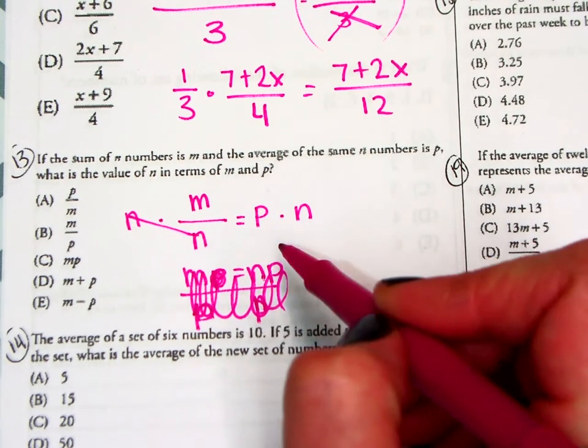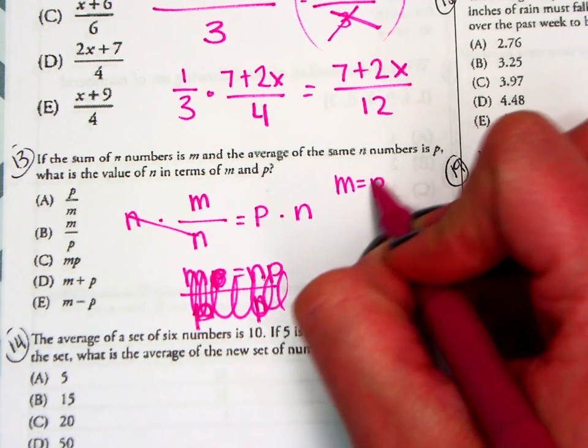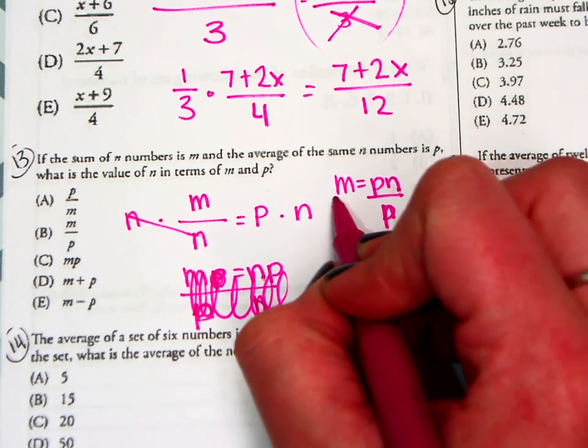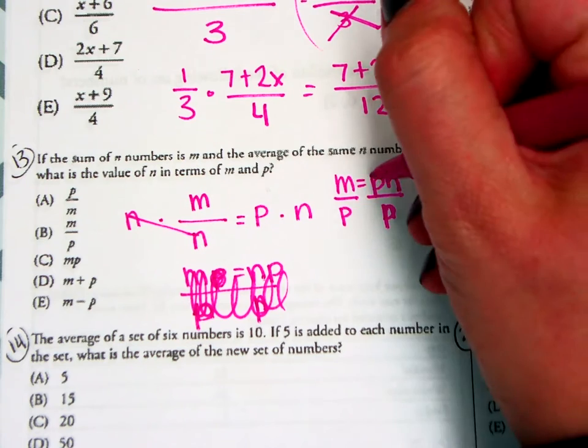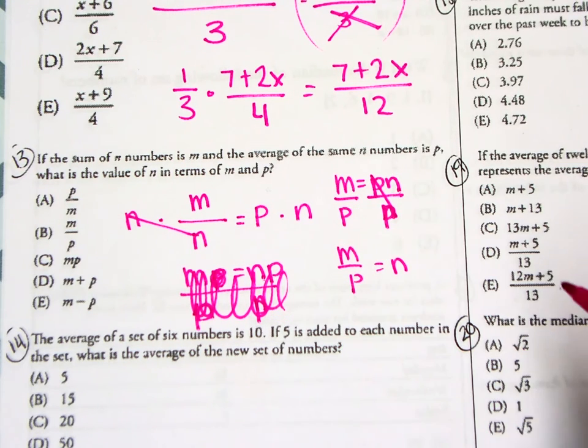M over n equals p. I'm clearing the fraction, so I'm left with m equals pn. I'm solving for n, or for p. I'm so sorry. See, I'm telling you, they purposefully use these values to confuse you, and it's working on me, apparently. So when I divide, I get m over p equals n. Okay? All right, number 14.